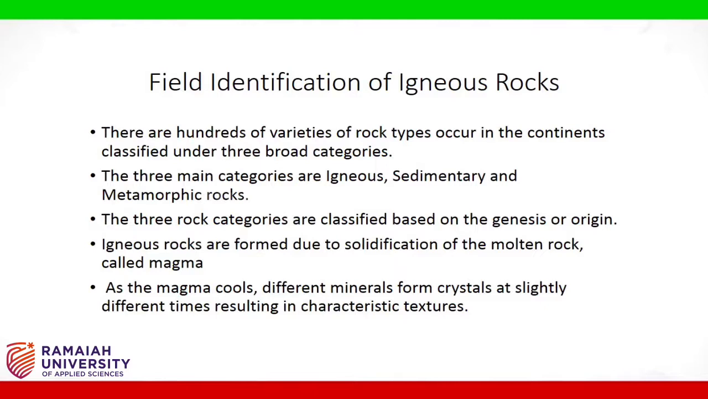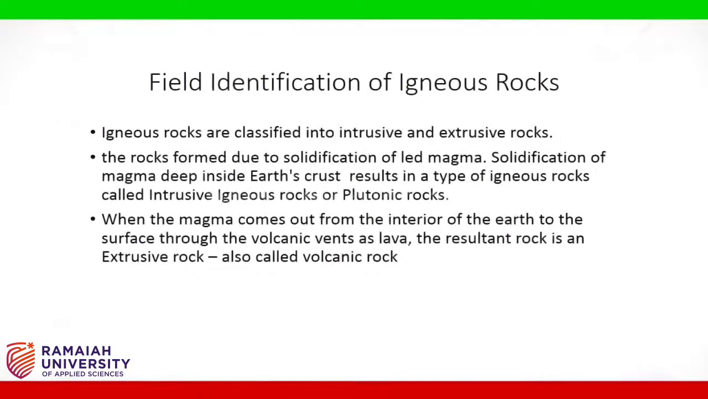Igneous rocks are formed due to the solidification of the molten rock called magma. As the magma cools, different minerals form crystals at slightly different times, resulting in characteristic textures. Igneous rocks are classified into intrusive and extrusive rocks, the rocks formed due to the solidification of magma.